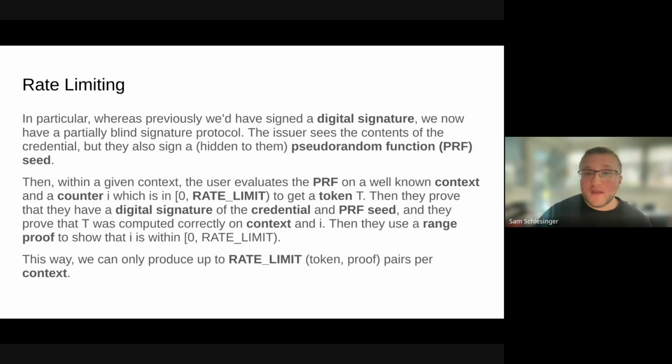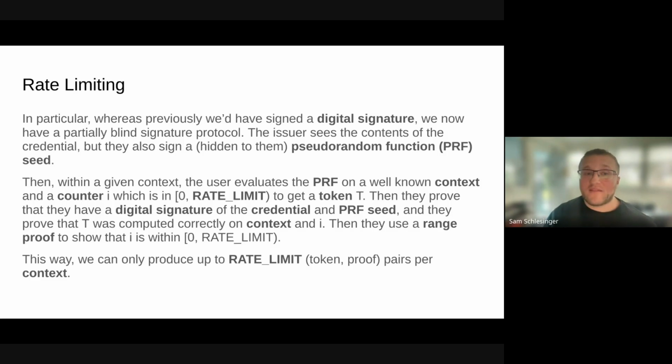So previously we would have signed a digital signature. Now we have a partially blind signature protocol. The issuer sees the contents of the credential, for instance, some aspects about the user, but they also sign a hidden value, like they can't see this value, but it's a pseudo-random function seed. And then within a given context, the user will evaluate that pseudo-random function on a well-known context. For instance, for us, the context is the epoch, so the epoch of time in which you're having a certain number of invocations of your credential, and a counter, where the counter ranges from 0 up to the rate limit - 1 to get a token T, the rate limiting token.